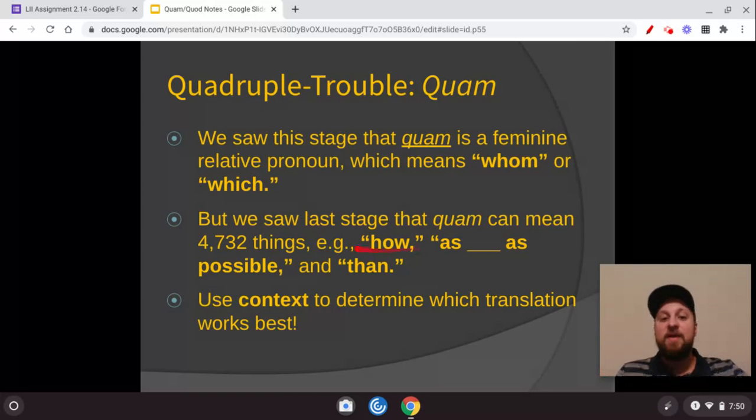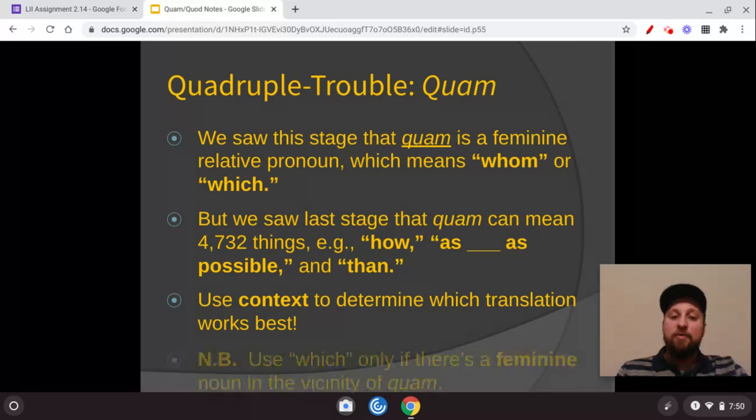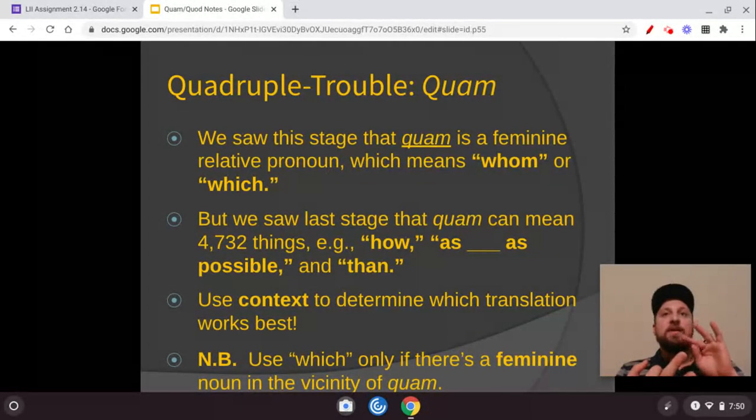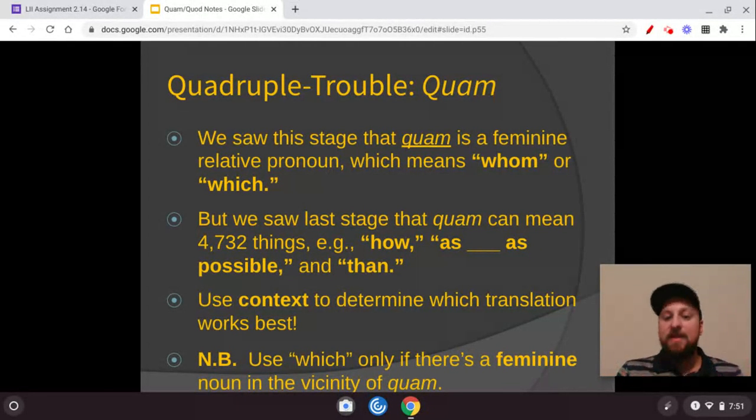We practiced with exclamations and issimus and arum and ior for these other translations. If you don't see any of the above, it's probably going to mean whom or which. But the, again, more structured explanation for picking which or whom is only use it if there is a feminine noun in the vicinity of quam. The slave girl, Rufila, the sisters, something like that.